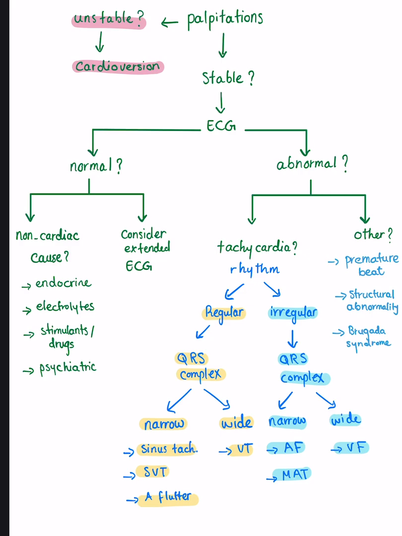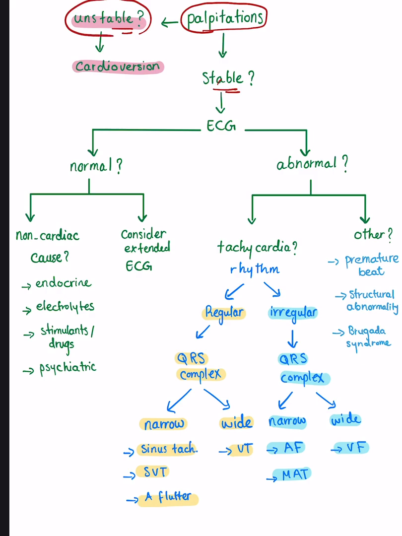Now, of course, the setting is very different, so it depends on where you see the patient, where they come from, and why they are here. But it's really important to have a general framework for palpitations. The first thing you want to look at if the patient comes complaining of palpitations is whether the patient is stable or unstable.